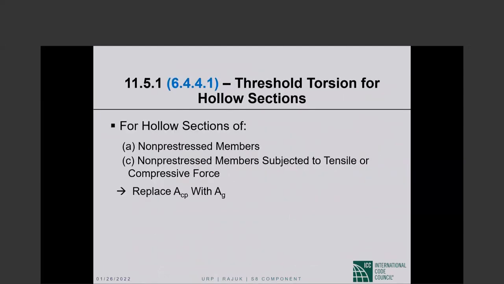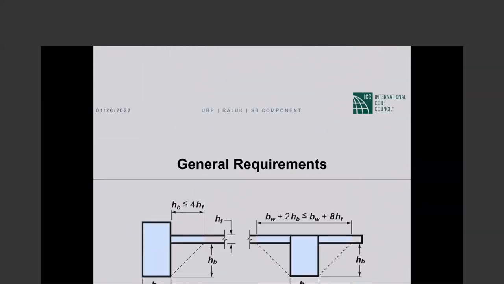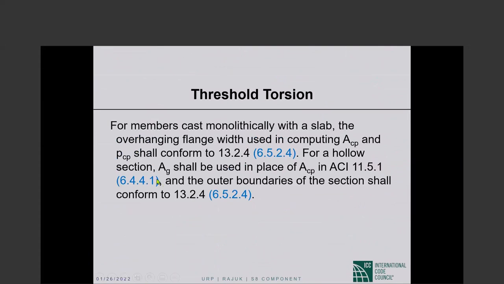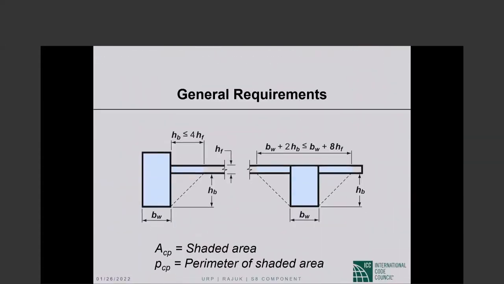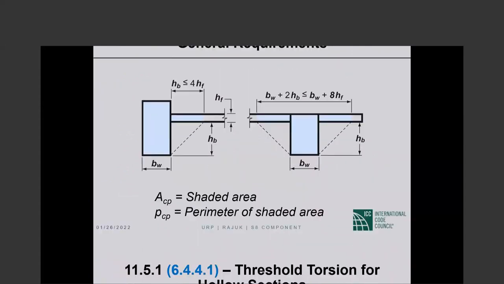Okay? Now, the other thing that was said here, for a hollow section, A sub G, the gross cross-sectional area, shall be used in place of A sub CP in section such and such, and the outer boundaries of the section shall conform to those details. I'll let you look into it. You have to go to the section numbers.